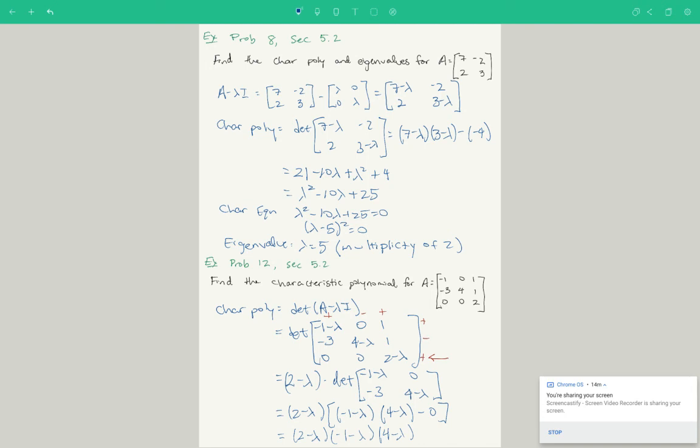So to recap, today we talked about the characteristic equation and the characteristic polynomial. The characteristic polynomial is just the determinant of A minus lambda I, and the characteristic equation is setting that equal to 0. And we use these to help us find eigenvalues for a matrix. And we find the eigenvalues by just solving what lambdas would satisfy the characteristic equation.